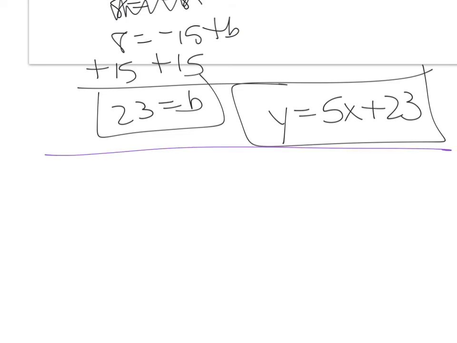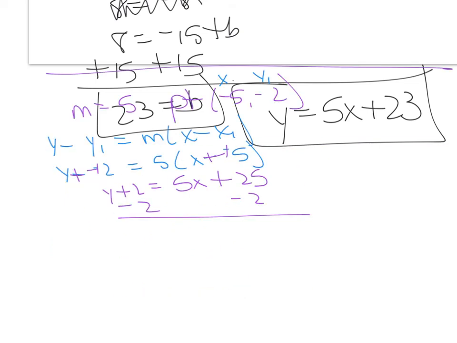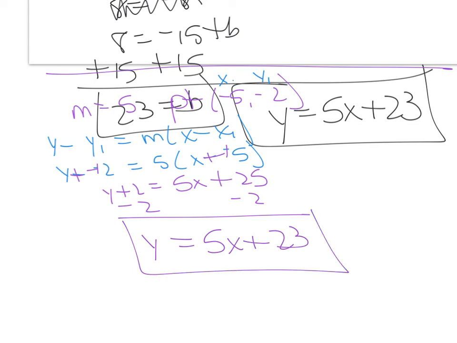Now, I could have used the other point. My slope is 5, and the other point was negative 5, negative 2. And this time I'm using the formula x1, y1, just doing it again for you: y minus y1 is equal to m times x minus x1. So y minus a negative 2 is equal to 5 times x minus a negative 5. Plus, plus, so y plus 2 is equal to 5x plus 25. If I subtract 2, I am going to have that y is equal to 5x plus 23. So I've done the same problem with 2 different methods, so it doesn't matter which method you try, you'll get the same answer.